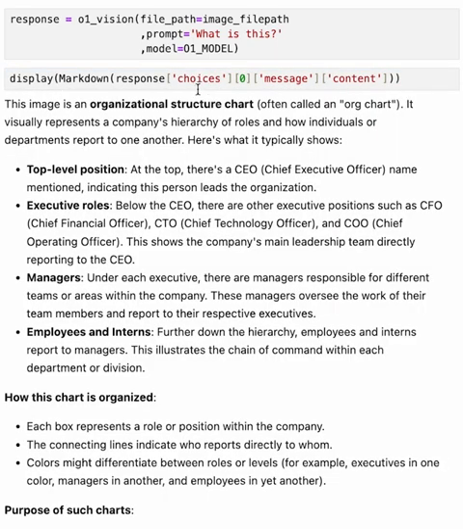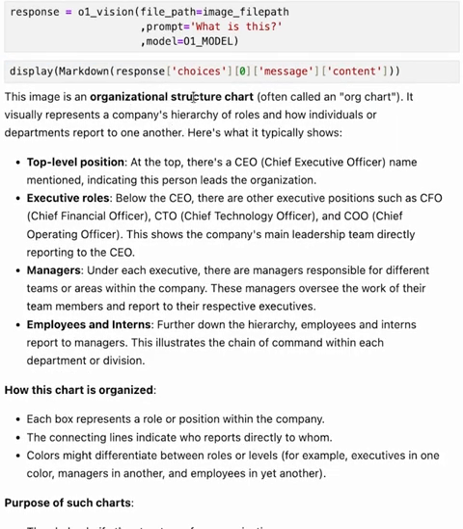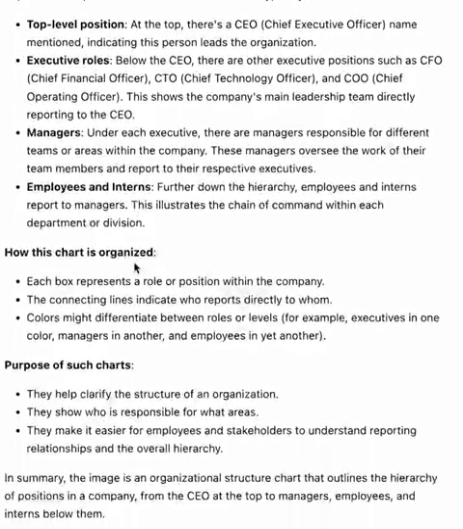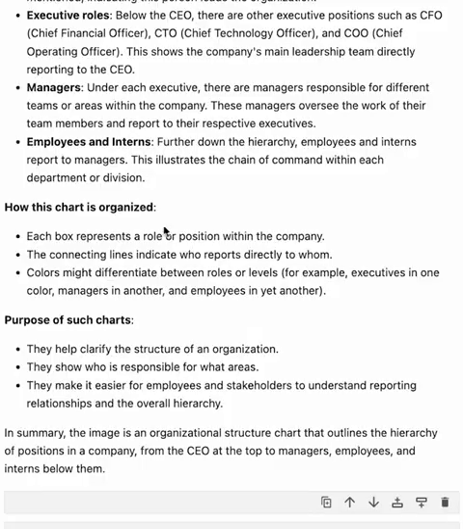The model's given us a detailed rundown, so it's an organizational structure chart. It's called out the different levels of hierarchy and also given us a brief description of how the chart's organized and what the purpose is. This is informative, but not super useful. So what we'll do next is process this into data that we can then use for follow-up questions so that we can create analysis on top of this org chart and understand the details of how these different roles hang together.